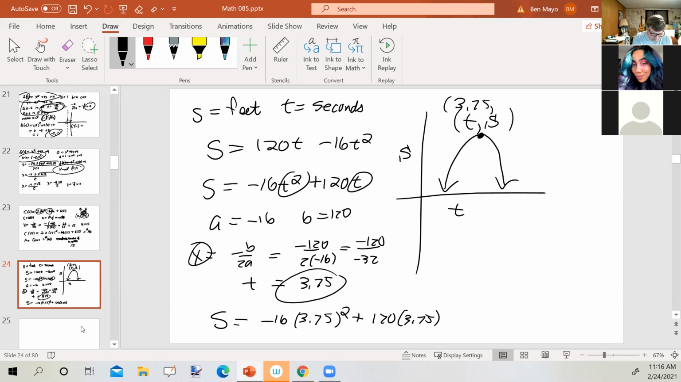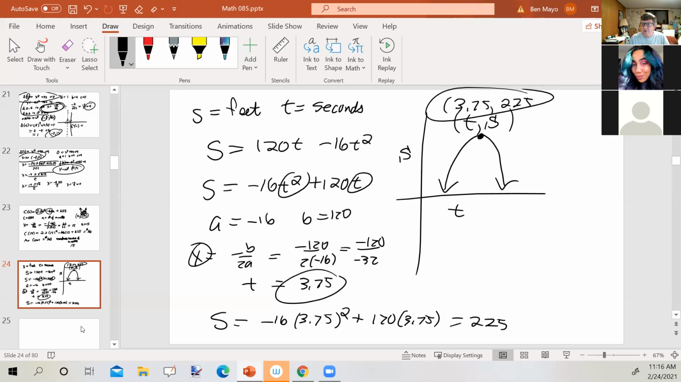I know I'm going quickly, but fortunately you can go back and watch this at a much slower pace. And I get 225. So my vertex is at 3.75, 225. So the time is 3.75 seconds after it was shot, and the maximum height is 225 feet. So it said, how long after being fired? 3.75 seconds. Find the height at which the fireworks appear in the sky, 225 feet.